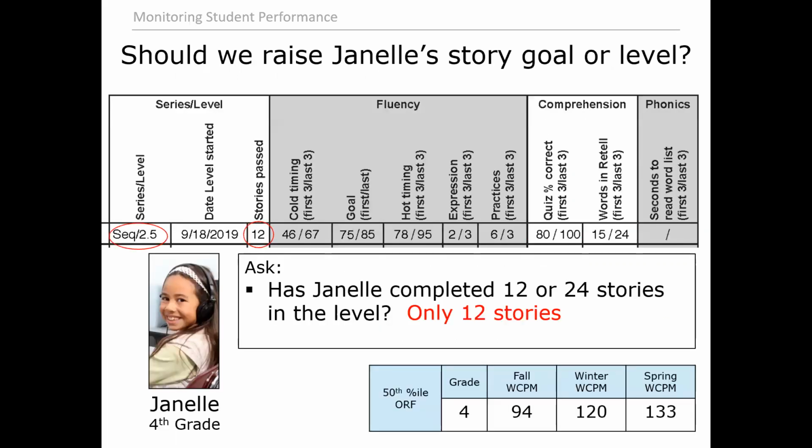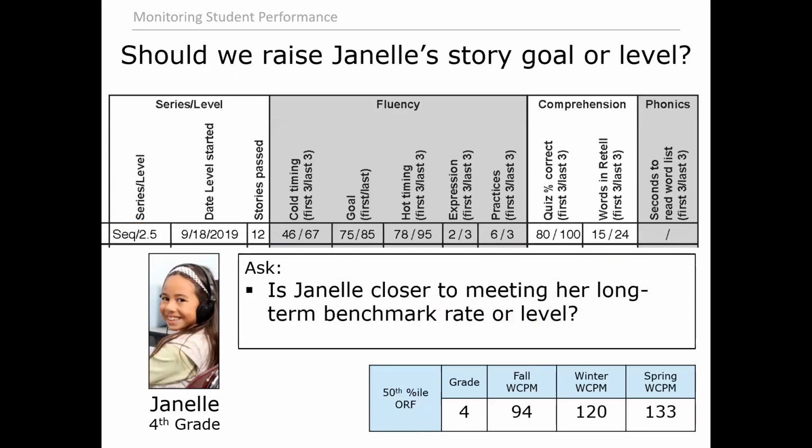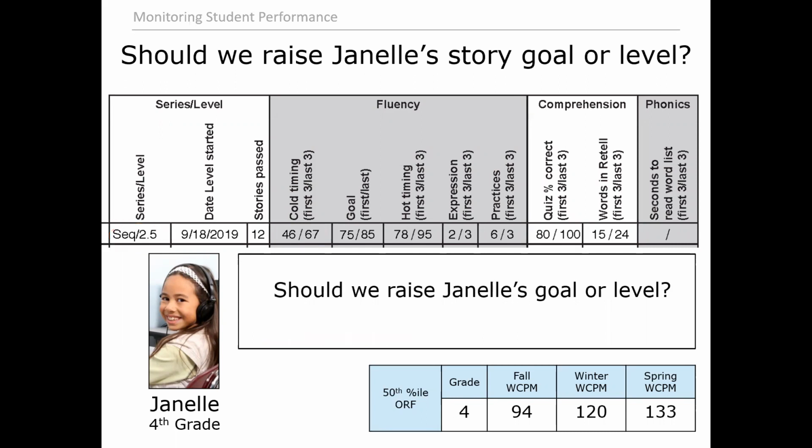Okay, so she has completed more than only 12 stories. Her long-term benchmark rate is 133 and her current cold timing is 67. So she's got a long ways to go there. She also has a little bit of a ways to go on grade level. She's a 4th grader working at 2.5. But she's still closer in level, right? I mean, she's got to double her cold timing score. She's only a year and a half below grade level. But what would you do?